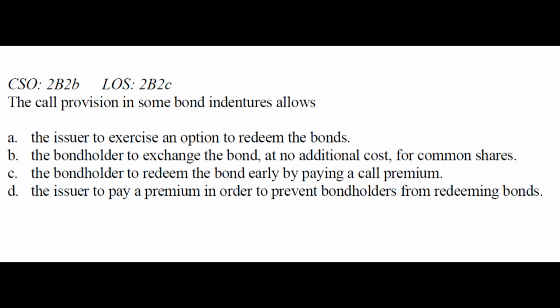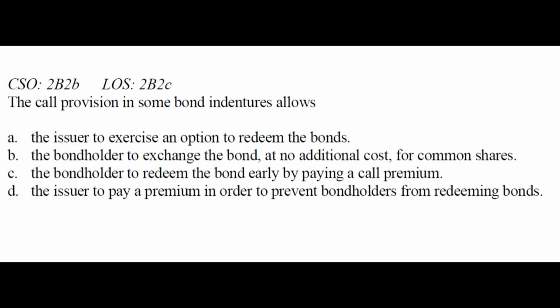This question tests knowledge of a call provision, an important feature found in some bond indentures. A bond indenture is the legal agreement between the issuer and bondholders that specifies the bond's terms and conditions, including whether the bond is callable. A call provision gives the issuer, not the investor, the right to repurchase the bonds before their stated maturity date. Issuers typically exercise this option when market interest rates decline, allowing them to refinance existing debt at a lower cost.